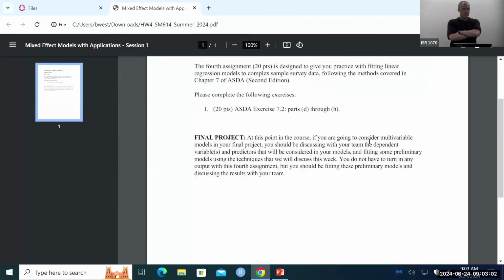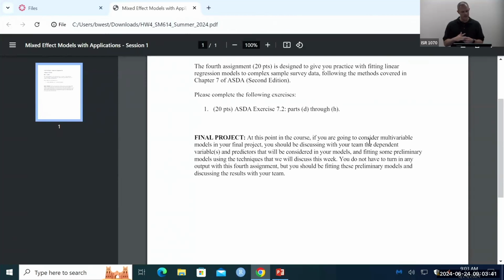Now, as with the other assignments, there is some kind of a progress monitor related to the final project. So at this point in the course, as you're working on this assignment and we get into the month of July, if you're going to be considering multivariable models in your project, you should at least be discussing with your team the dependent variable or variables and the predictors that you'll be using in your models. You should be converging to the types of models that you want to fit to answer your research questions, assuming that you are going to be using multivariable models. At this point, you should really be at that discussion stage and possibly fitting some preliminary models using the techniques that we're going to be discussing this week.